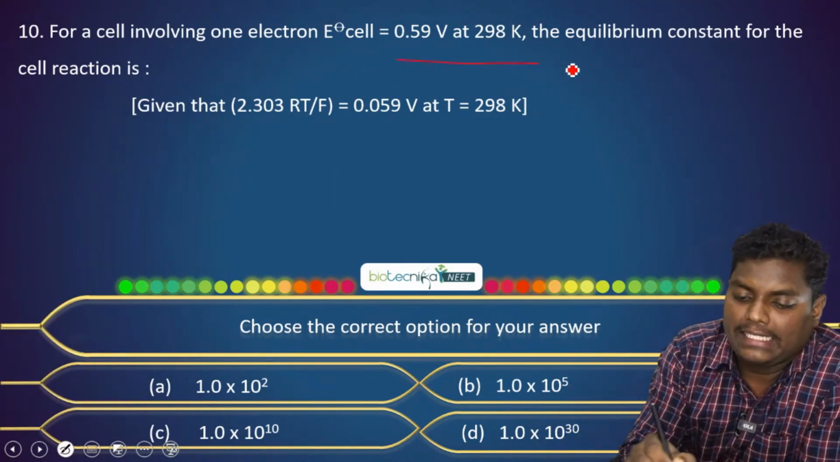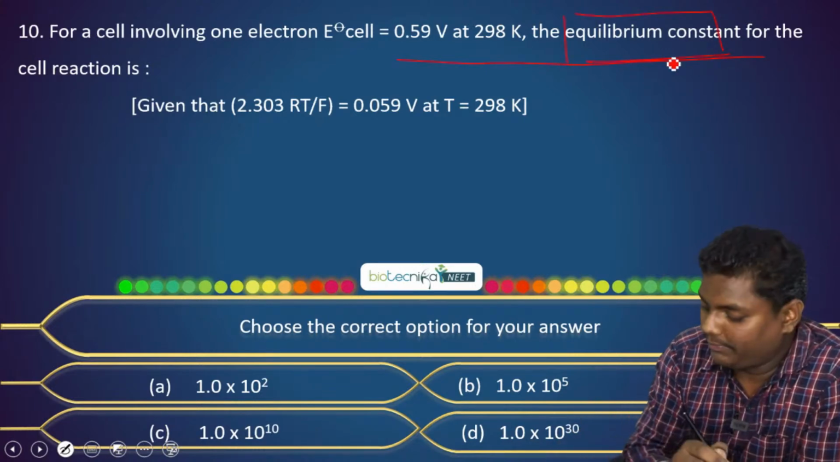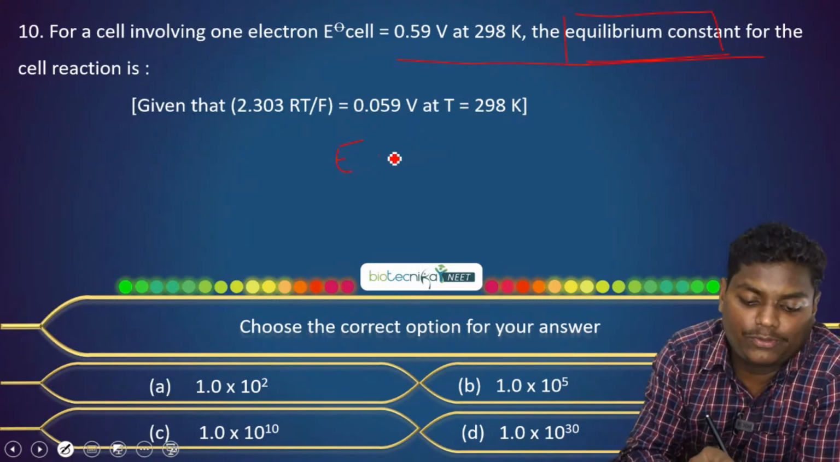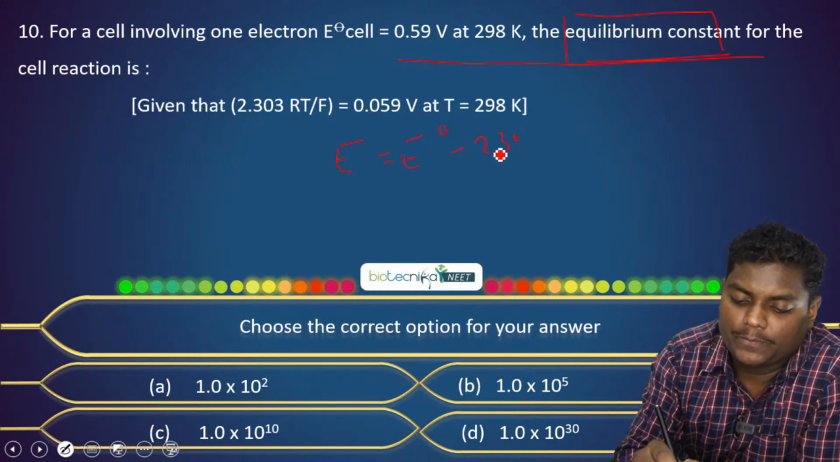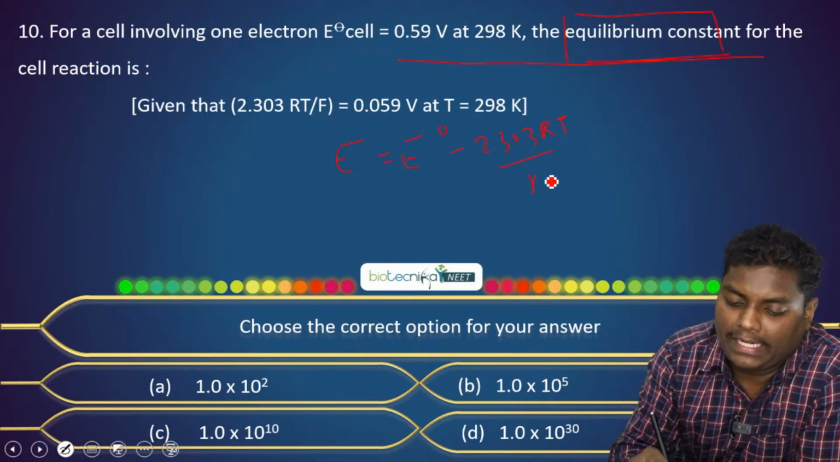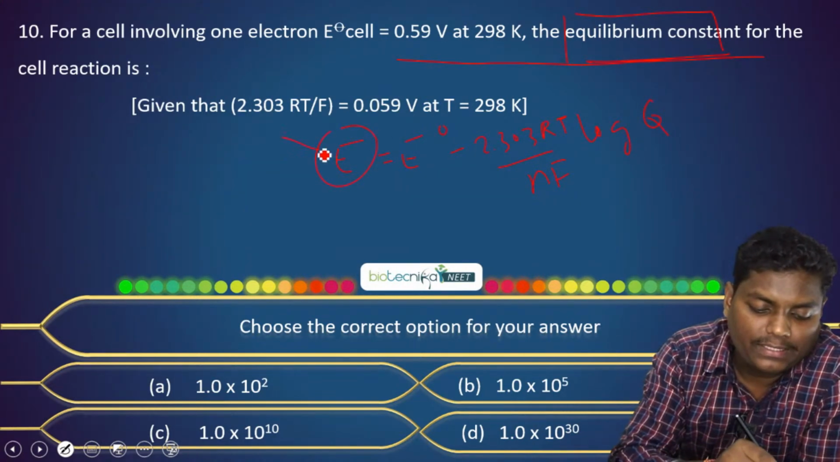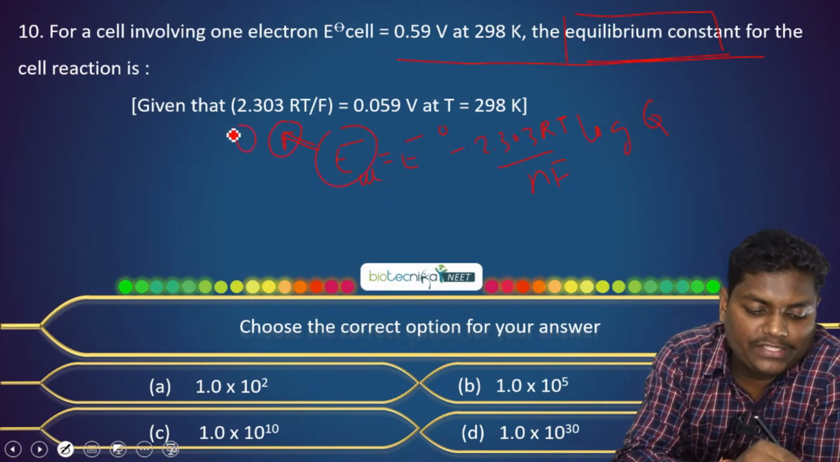Okay, I'll explain this. So what they have said, at equilibrium. So what do we know? We know from the Nernst equation, E equal to E naught minus 2.303 RT by nF log Q. But at equilibrium, the cell potential is zero. E cell at equilibrium is zero.